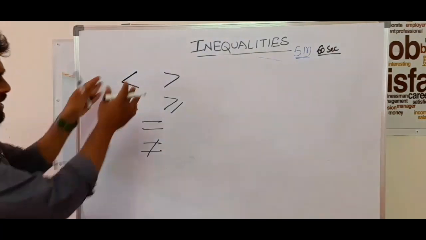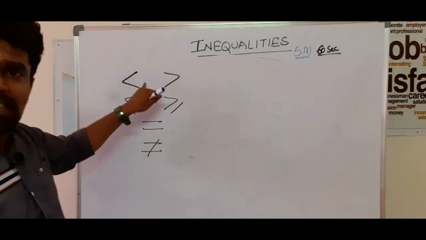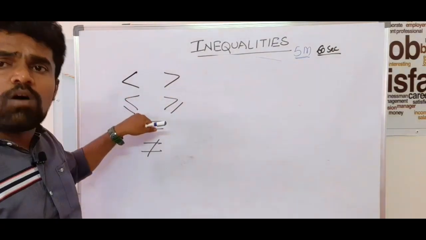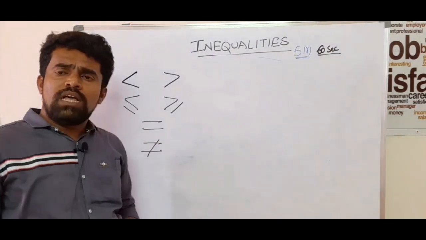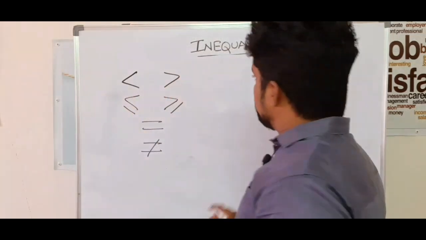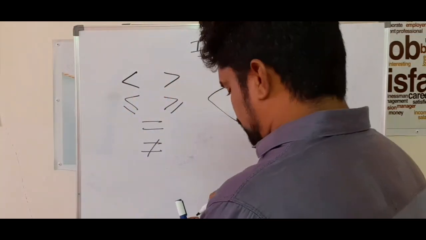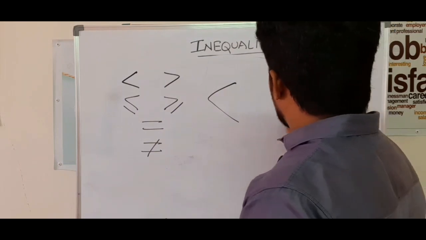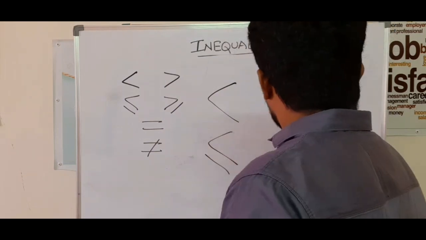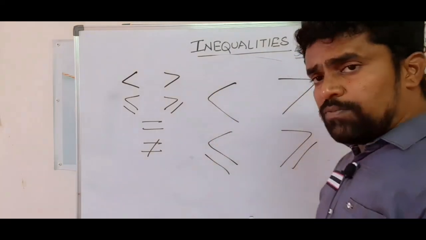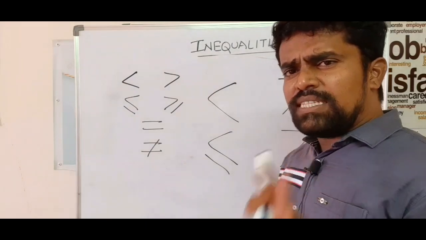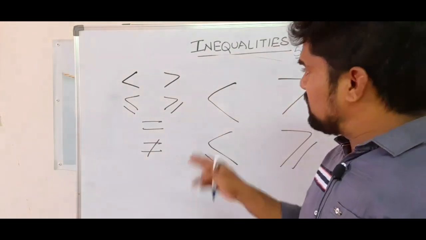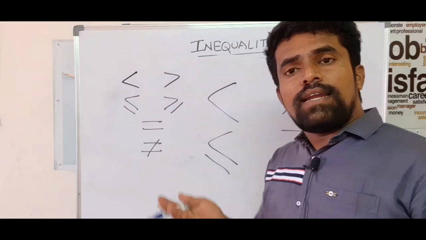Even if you don't know whether this is less than, greater than, less than or equal to, greater than or equal to, equal or not equal, you can still answer it. Just see. This is less than, this is greater than, this is less than or equal, and this is greater than or equal. If you observe these four signs, every sign has two faces: one is open end, second one is closed end.